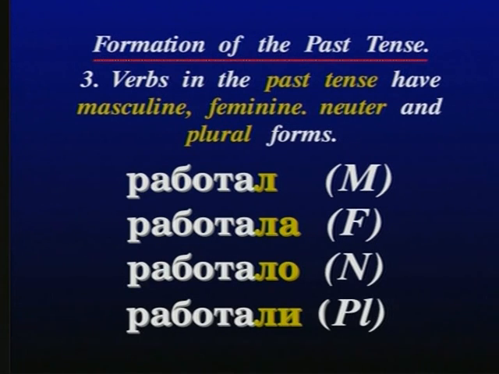Работал, работала, работало, работали. Verbs in the past tense have masculine, feminine, neuter, and plural forms. Masculine, feminine, neuter, and plural forms. Oh, хорошо, хорошо. So one more time.